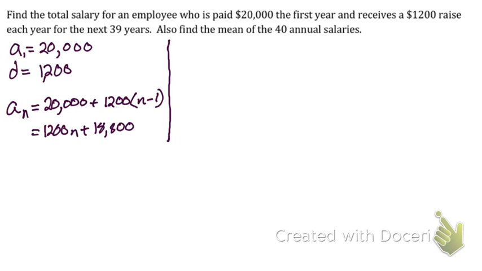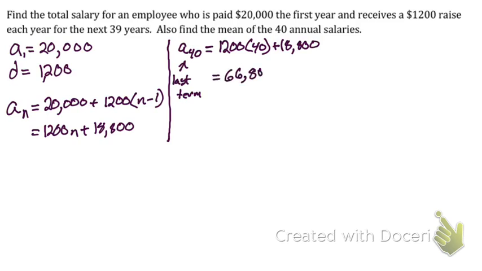So we're going to do a sub 40 to look for my last term. All right, well, that means we're just going to plug 40 into this equation we just had down below. So we're going to have 1,200 times 40 plus that $18,800. That's going to equal $66,800. Now note, this isn't what they finally get, that's just their last salary.